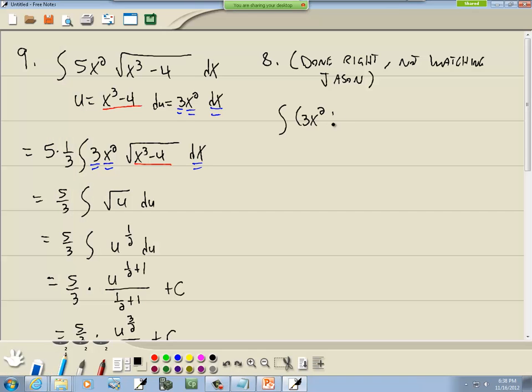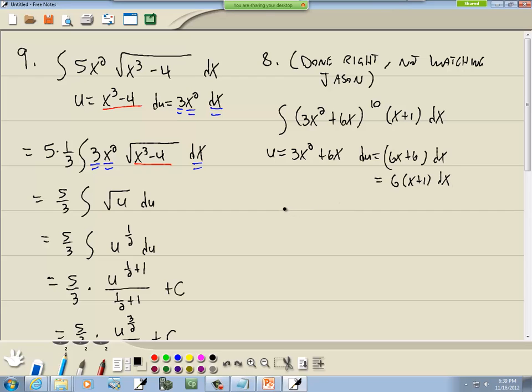Okay, 3x squared plus 6x to the 10th, x plus 1 dx. Again, you have parentheses to a power, you let that be your u. So we got u is equal to 3x squared plus 6x. And then take the derivative of it. So that'd give us 6x plus 6 dx. And again, remember that doesn't match that, so we have to factor out a 6. And that gives us x plus 1 dx. Okay, so we need a 6 inside. So put a 6 inside, and we offset it with a 1/6 out in front. So then I got 3x squared plus 6x to the 10th power, x plus 1 dx.